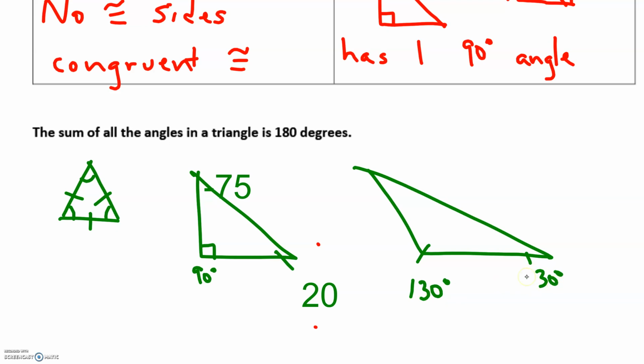Those two add up to 160 degrees. So let's say those are 30 degrees. This adds up to 160. This one would have to be 20 degrees. Okay, because that all adds up to 180.